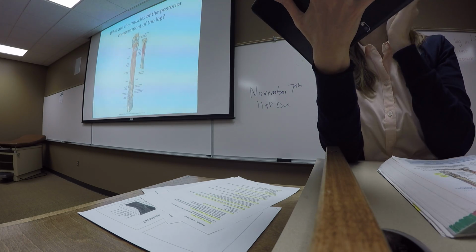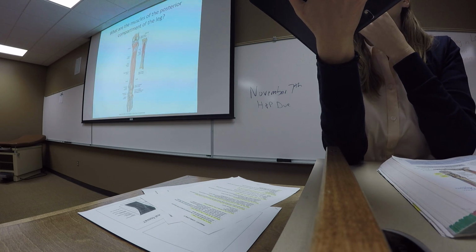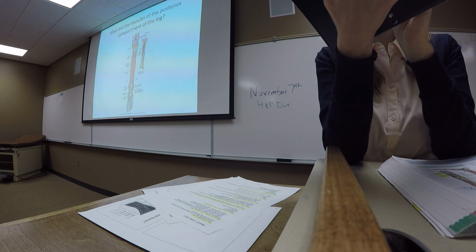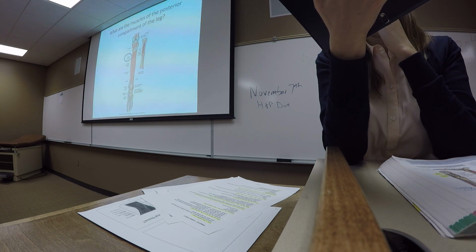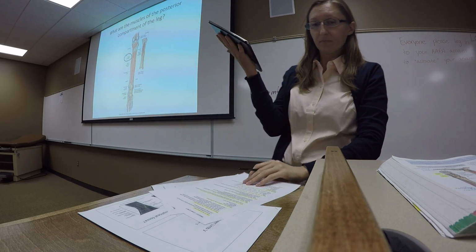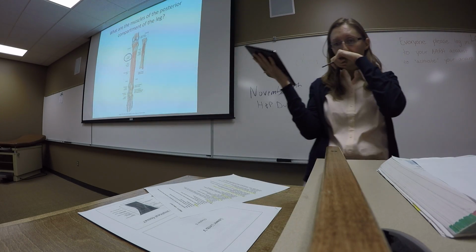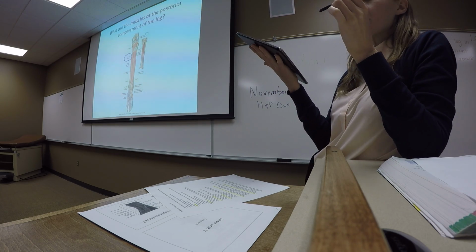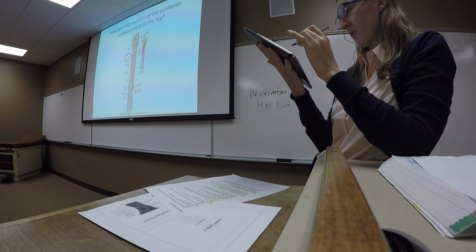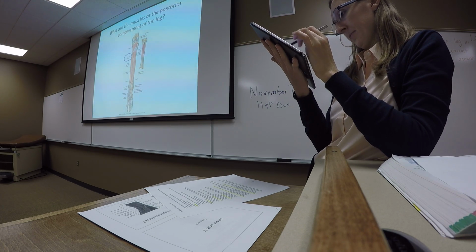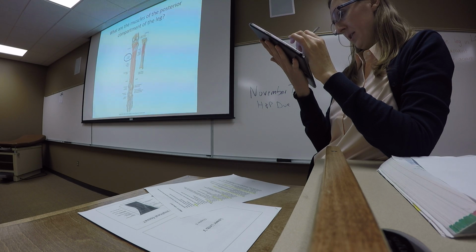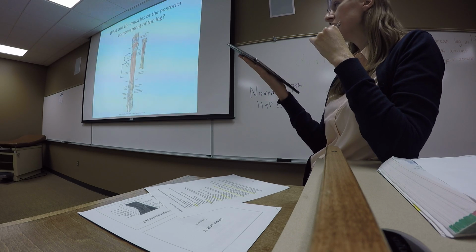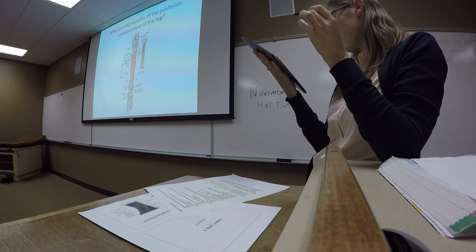So those are the superficial muscles of the posterior compartment. We also have some deep muscles I want you to be aware of. We have the tibialis posterior, and it's involved in plantar flexion of the foot and also inversion of the foot. And then we have these two here, the flexor digitorum longus and the flexor hallucis longus.